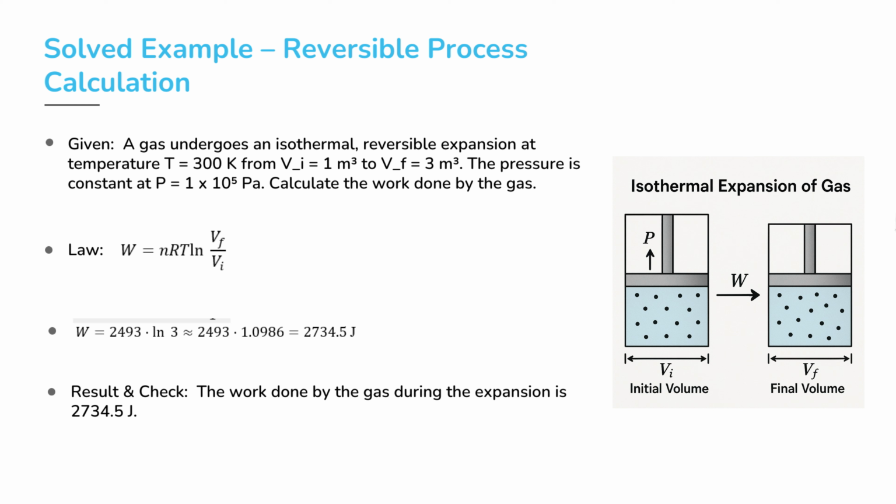First, calculate the heat added using the formula Q = mcΔT. Now, substitute the values. Q = 1000 grams × 2.1 joules per gram per degree Celsius × the difference between 0 degrees Celsius and minus 10 degrees Celsius, which is 10 degrees. This gives us Q = 21,000 joules.